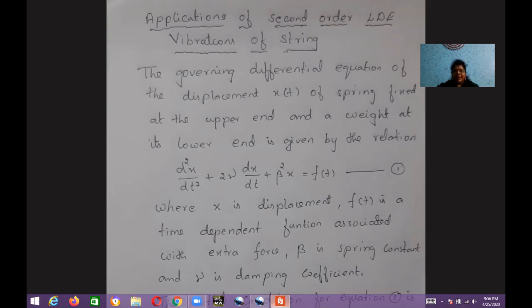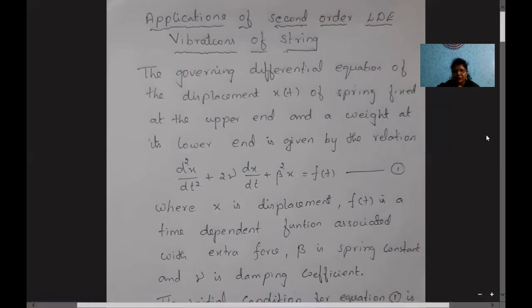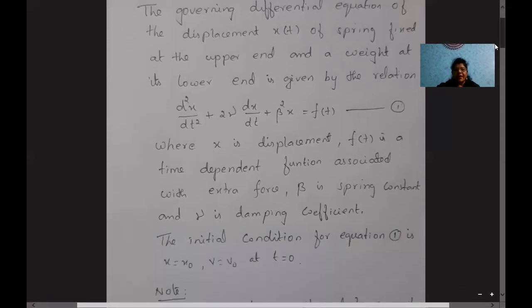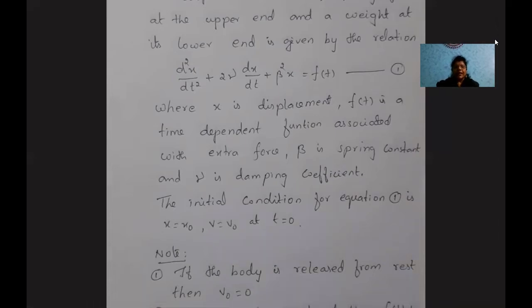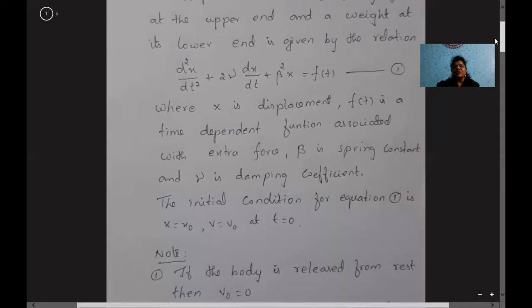Here, x of t is the displacement, f of t is the time dependent function associated with extra force, beta is the spring constant, gamma is the damping coefficient. To solve this equation number 1, we need the initial conditions. What are the initial conditions of this vibration of string? That is, x is equal to x naught, velocity v is equal to v naught at t is equal to 0.